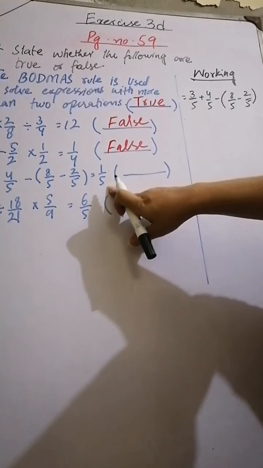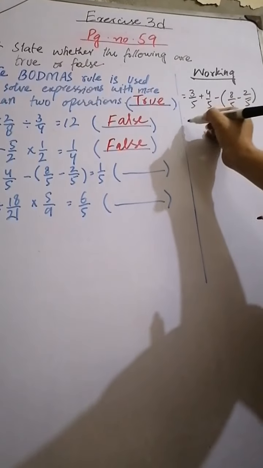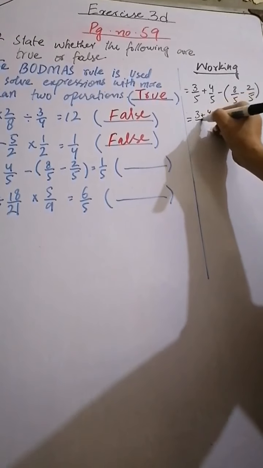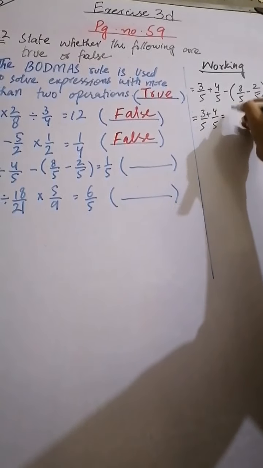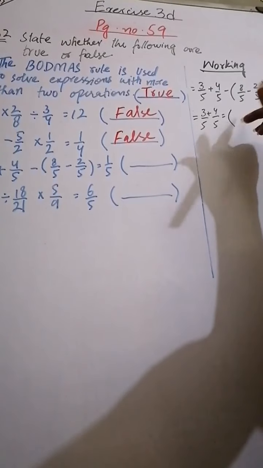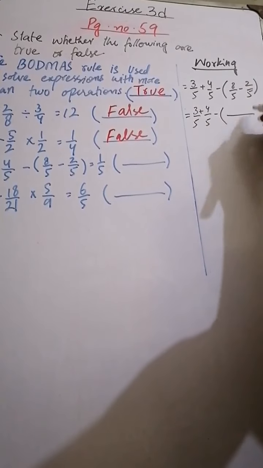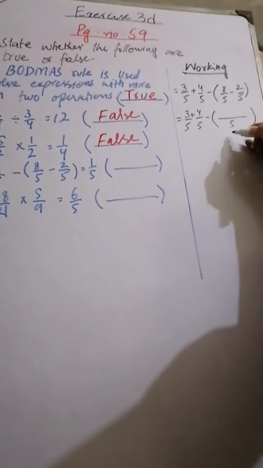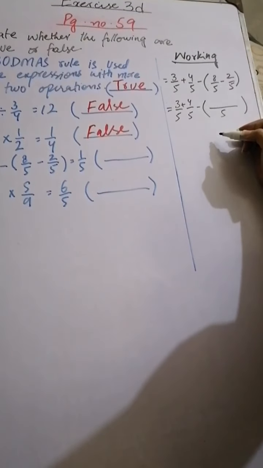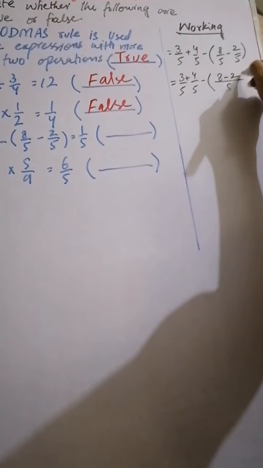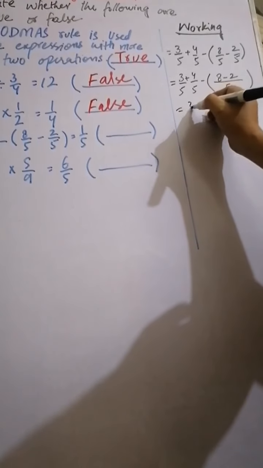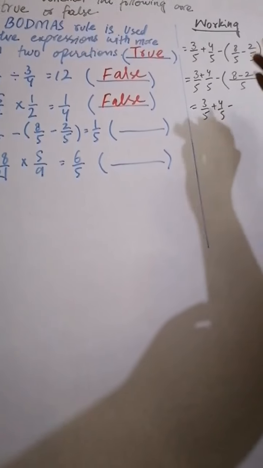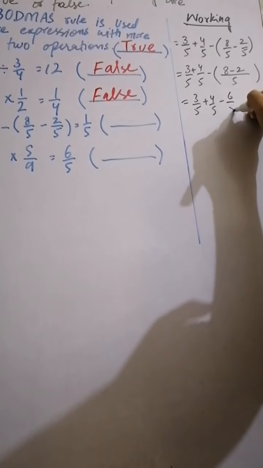Its answer will be 1 by 5. We will check over here. First of all, we will write these fractions as it is, because I have a bracket over here, so we will solve our bracket first. The denominator is the same, it's 5, so the LCM is the same, and the numerator also. So 3 by 5 plus 4 by 5 minus 8 minus 2 is 6 by 5.